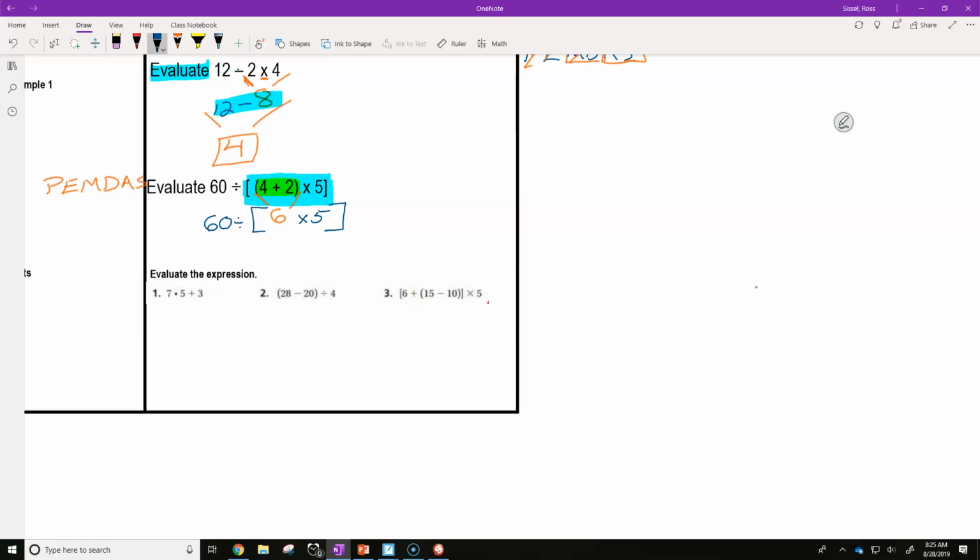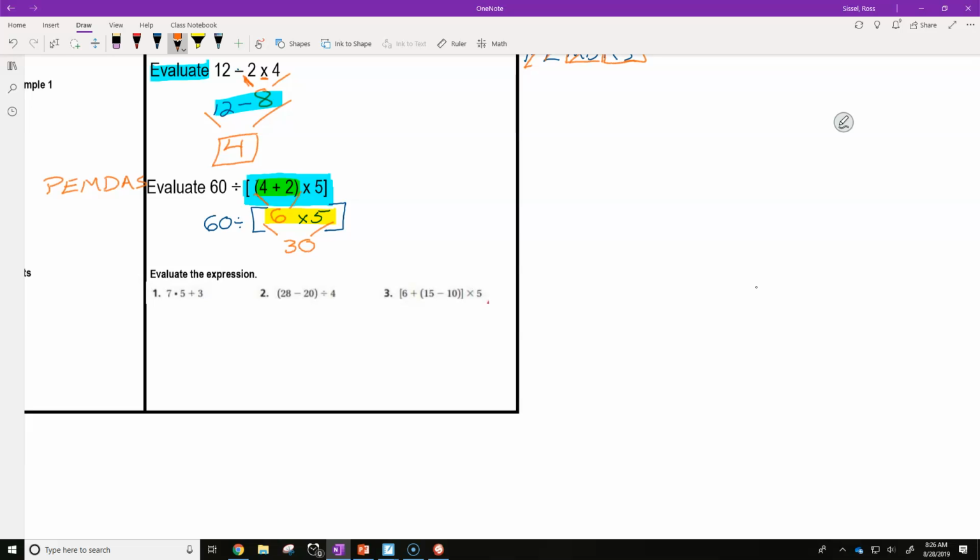I restart my PEMDAS. Are there parentheses? Are there brackets? Yeah, so grouping. I get what you were saying. So I have my grouping still. So we only focus on here. The only thing I have inside my bracket is 6 times 5, which is 30.